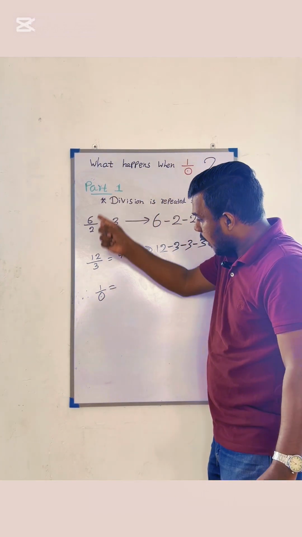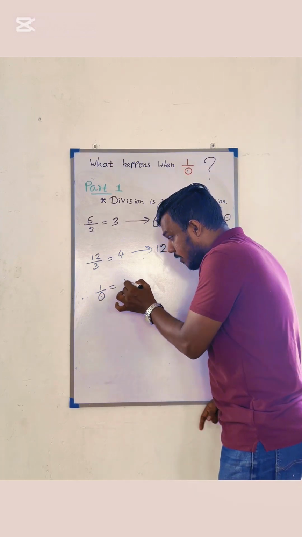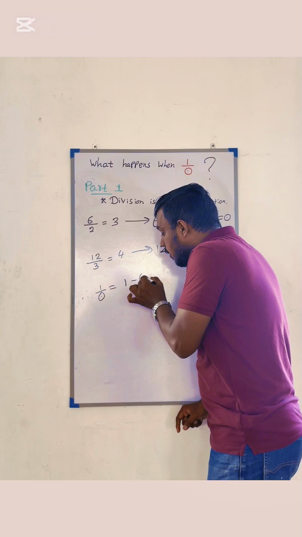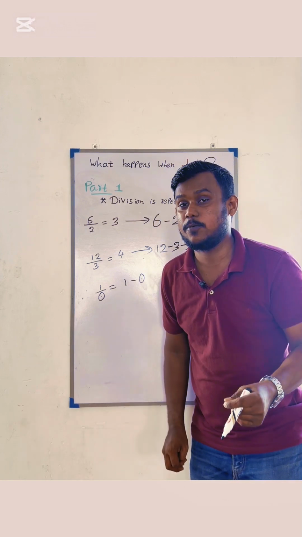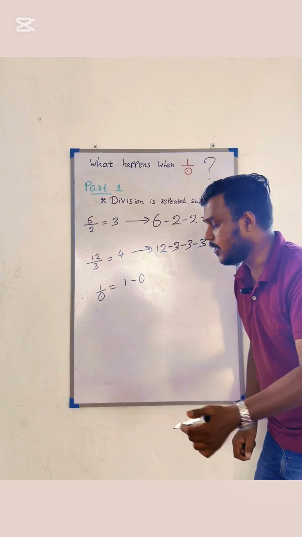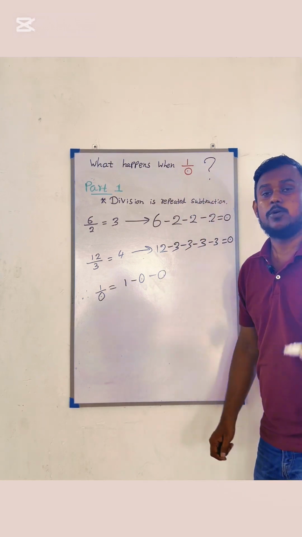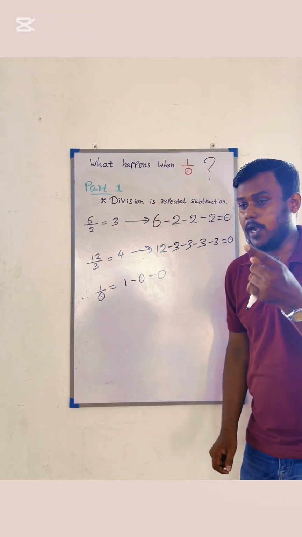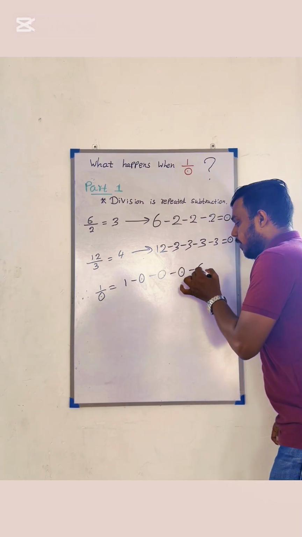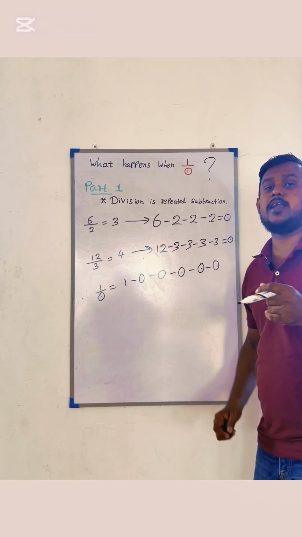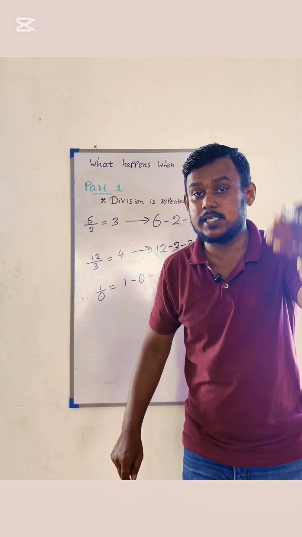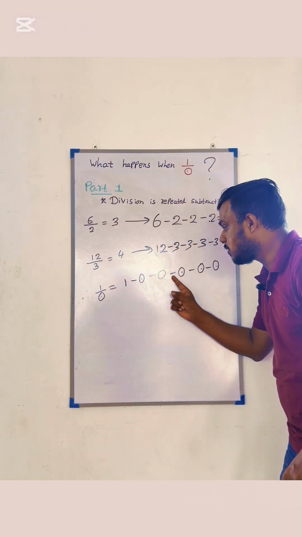According to that idea, it means from 1, I have to subtract 0 until I get the answer 0. So let's see, what is 1 minus 0? 1, right? 1 minus 0 is 1, and again 1 minus 0 is 1, and again 1 minus 0 is 1. Can you understand where it's going? You will never reach 0 when you subtract 0 from 1.